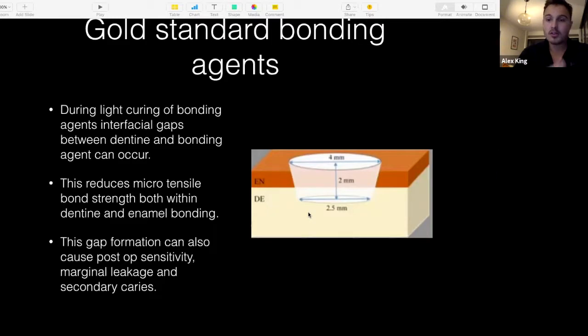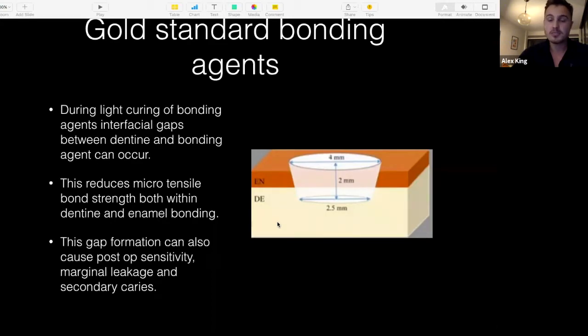And obviously, if you're getting voids in your hybrid layer, in your dentine bonding, you're reducing microtensile bond strength. This wasn't just happening in the dentine, it was also happening in the enamel. So if we're getting these voids, one, we're losing bond strength to dentine. We're also going to get post-op sensitivity because any shrinkage away from the hybrid layer or the dentine will stress the tooth. It'll increase the chance of marginal leakage because you'll have gap formation under your bond. So it means you're not sealing off the dentine in the long run, causing a risk of secondary caries or sensitivity.